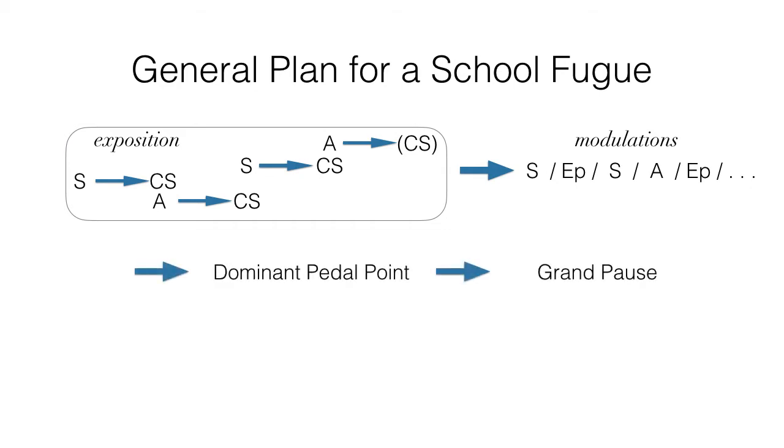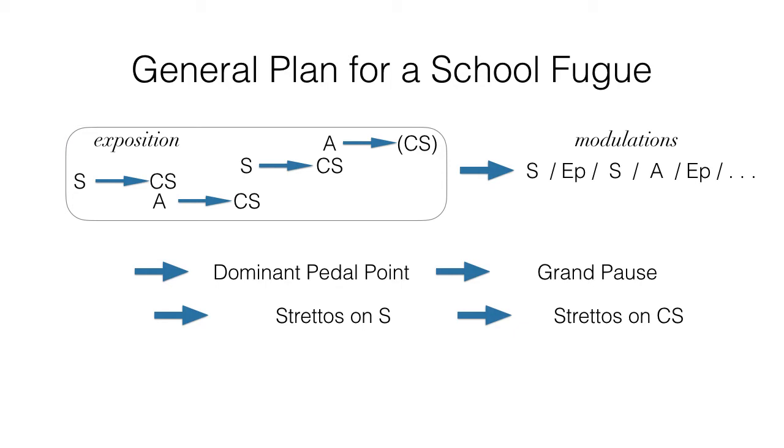This leads to a series of modulations with the subject or the answer appearing in several different keys. After a while, you'll hear a dominant pedal point, that is a low tone originally played on the pedal board of an organ. It's usually the dominant or the fifth scale step of the key, and that leads to a grand pause. Following the grand pause, there's a stretto on the subject, several strettos on the subject and the counter subject.